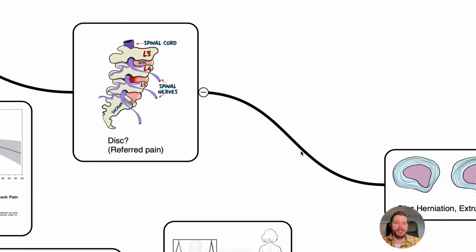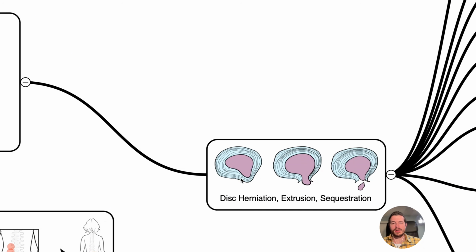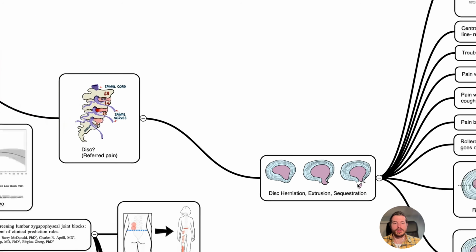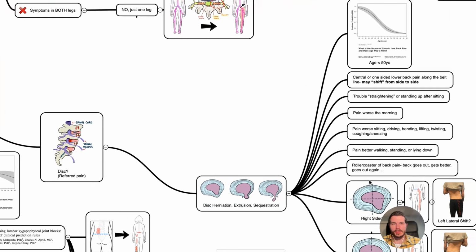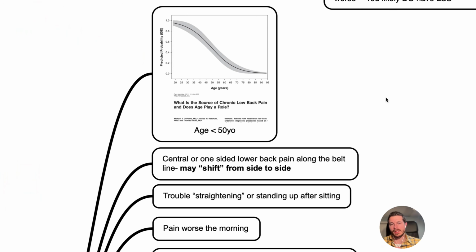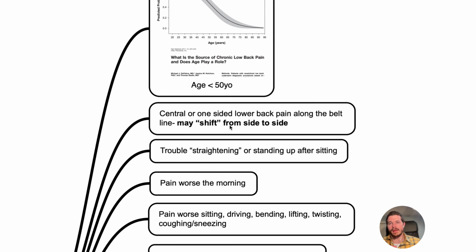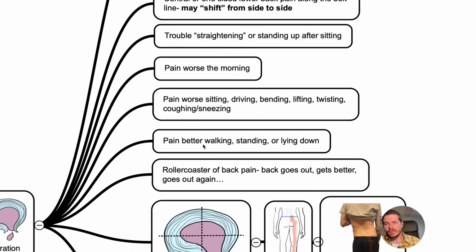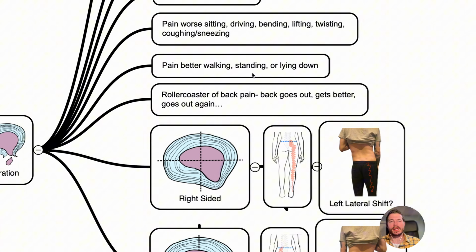So is the disc causing the issue? Could be a smaller disc herniation. Could it be a disc extrusion? Could it be a sequestration? Well, it's possible. And again, these are the things which would increase the probability that disc is at play. So age less than 50 years old, central one-sided back pain, pain shifts, but again, we've got one-sided leg pain, numbness, and tingling. Trouble straightening or standing up, pain worse in the morning, pain worse sitting, driving, bending, lifting, twisting, coughing, sneezing. Pain better while walking, standing, or lying down.